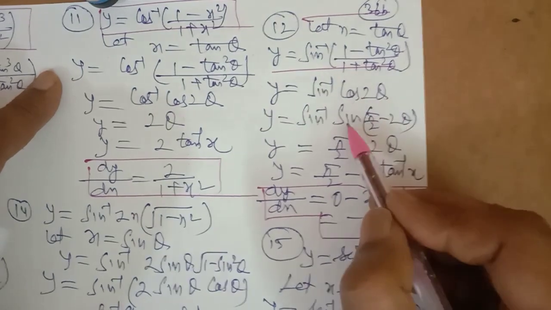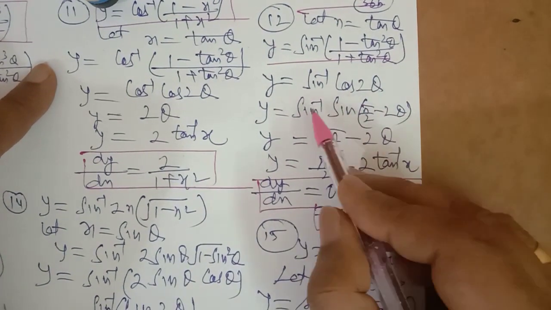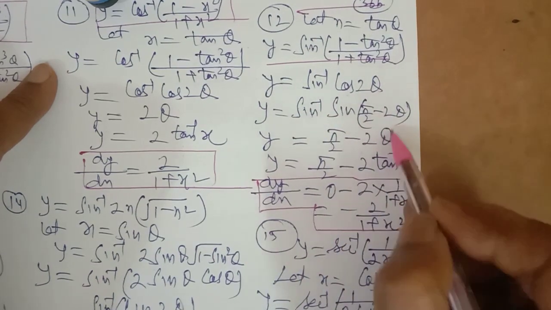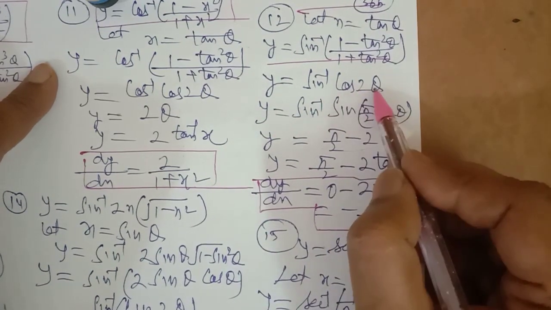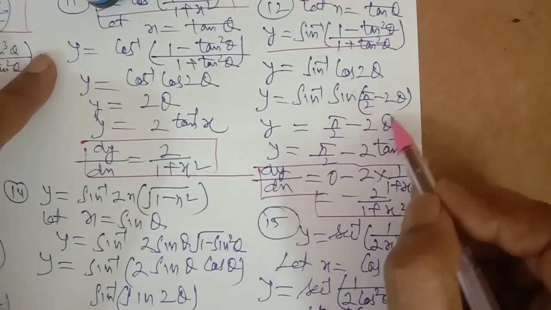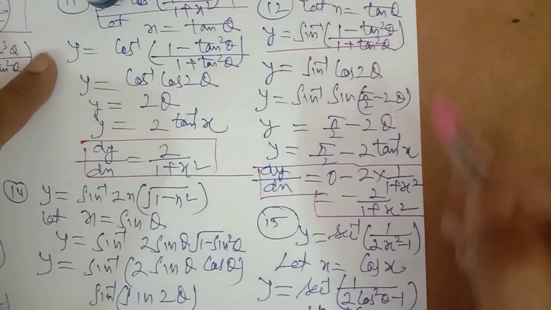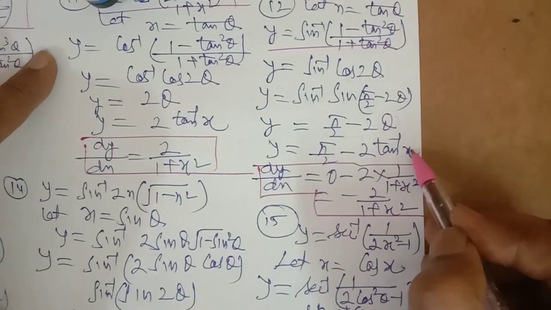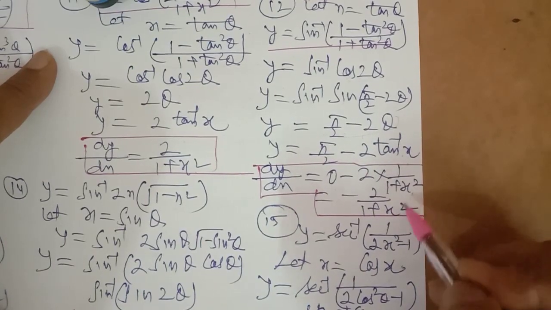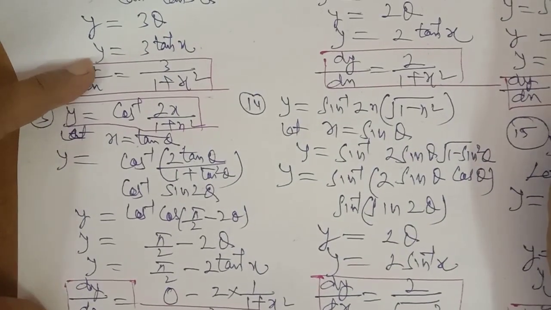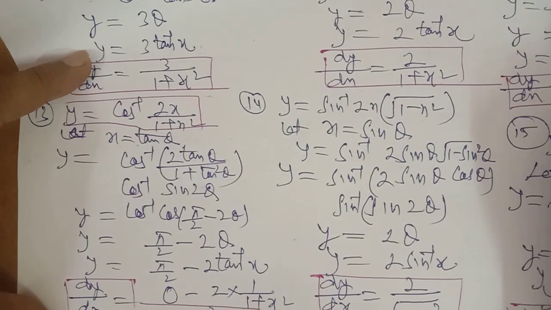So for cos 2 theta, you can write sin of 90 minus 2 theta, because sin inverse sin theta is equal to theta. That is why I have converted this cos 2 theta into sin. So 90 minus 2 theta, replace theta by tan inverse x, and now differentiate. Derivative of 90, it is a constant, it is equal to 0. Tan inverse derivative is 1 upon 1 plus x square.